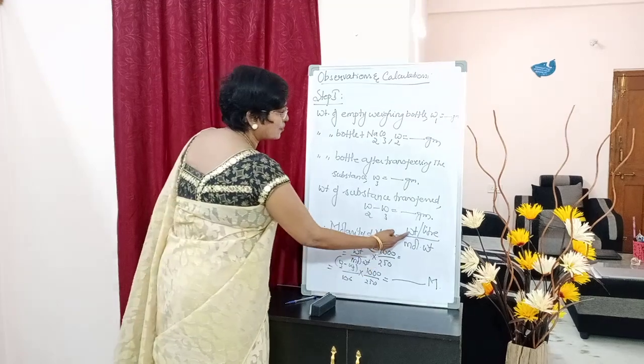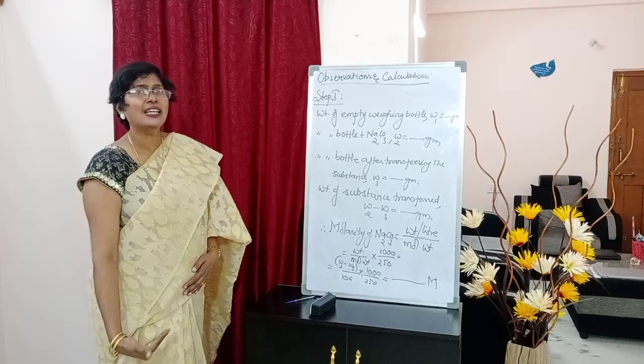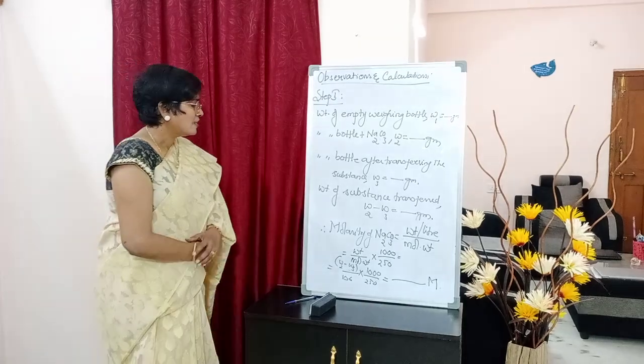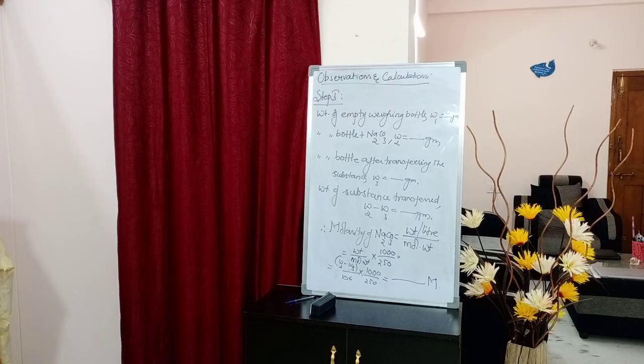Okay. So the formula is weight by liter into molecular weight. As we are taking in a 250 ml, 250 by 1000. So 1000 goes up. Right. So it is equal to weight of the substance. What is it? W2 minus W3 by 106, that is molecular weight of Na2CO3 into 1000 by 250. Okay. So substituting the values, you will get to know the molarity, that is concentration of Na2CO3 is equal to that value. Units you will be writing molar, capital M. That is the step 1's observations and calculations.